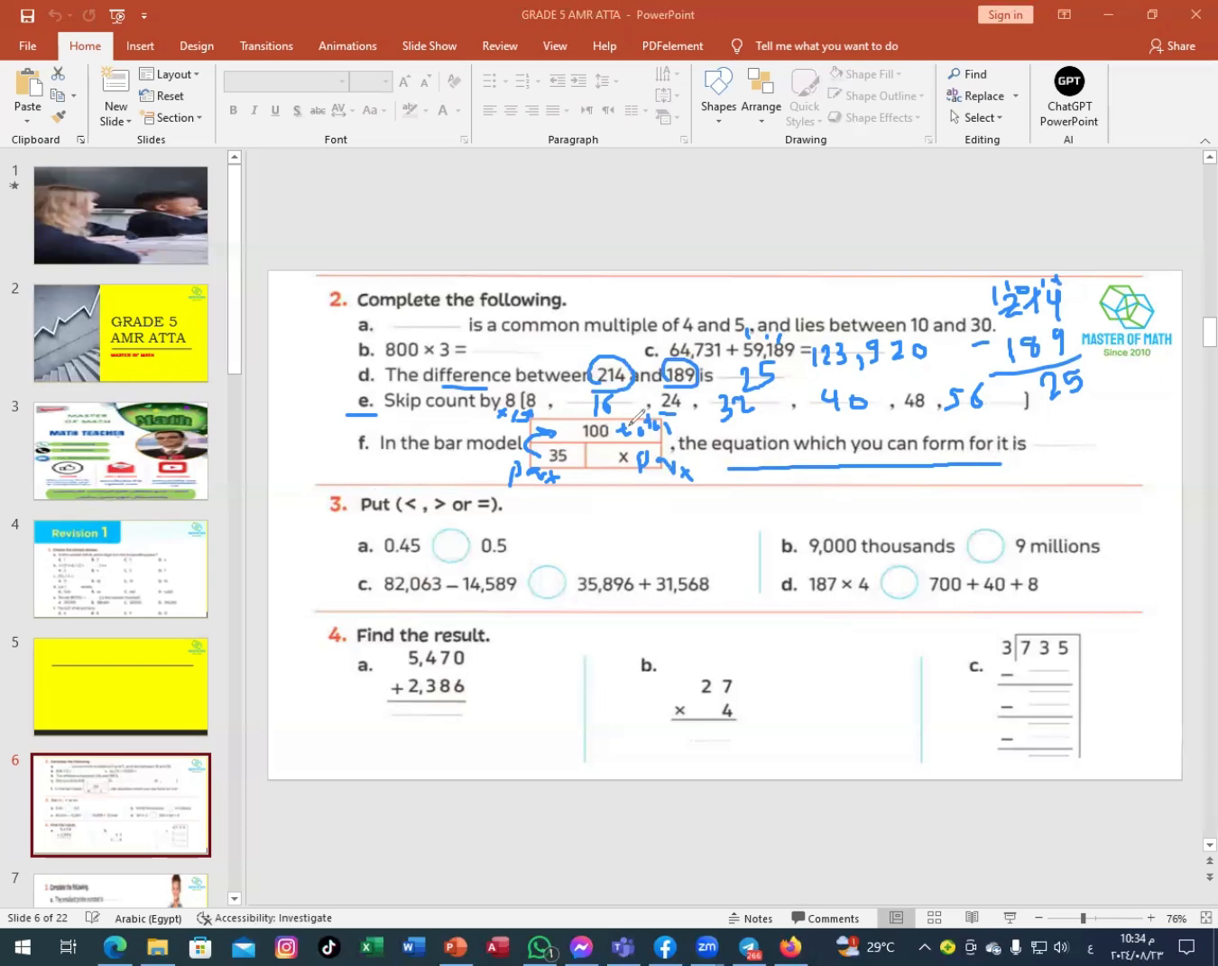in the bar model. The equation which you can form from this bar model is we have to add x plus 35 equals 100. But when we want the value of x, we have to subtract 35 from 100 to give us 65. Okay? Okay.